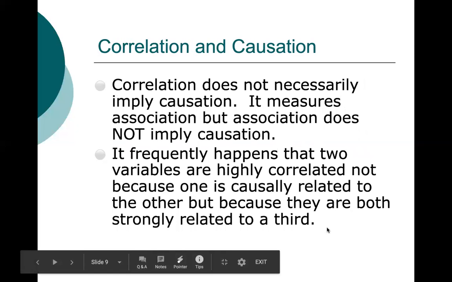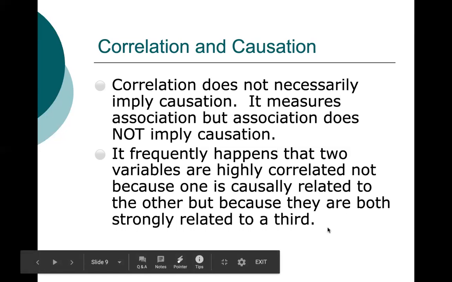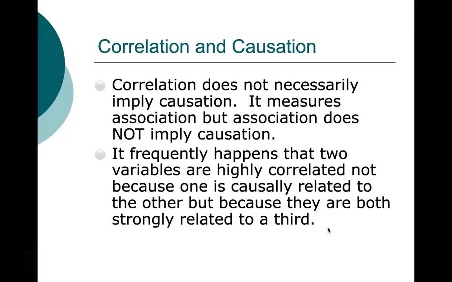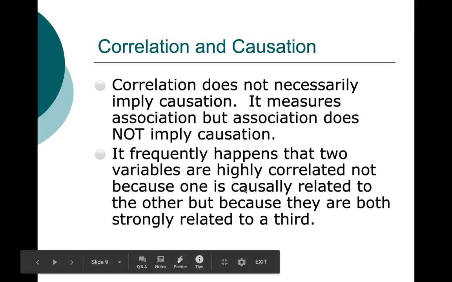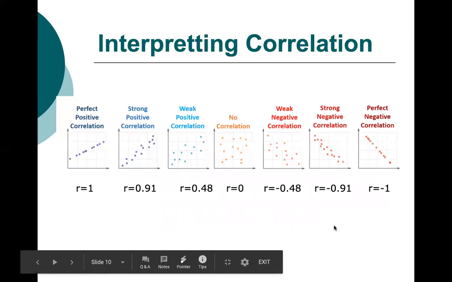Correlation does not imply causation. It measures association, but it doesn't say that one is causing an effect in the other. It frequently happens that two variables are highly correlated, not because one is causally related to the other, but because they are both strongly related to a third. That word right there is causally, not casually. Be careful, that causally is different. It's implying a cause and effect relationship.